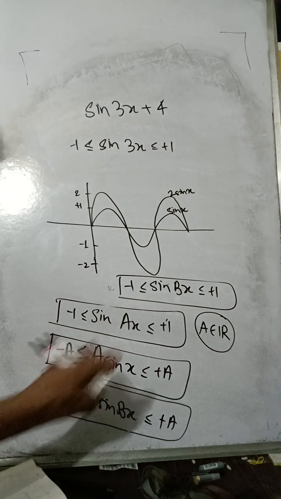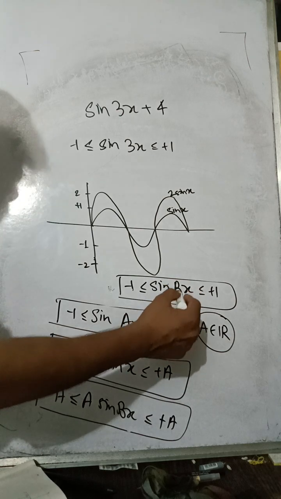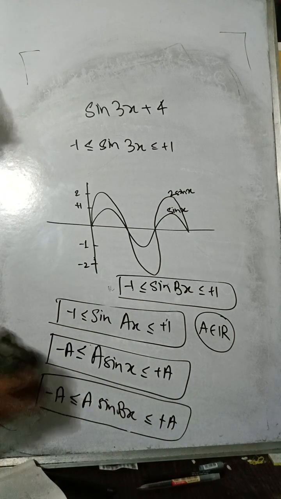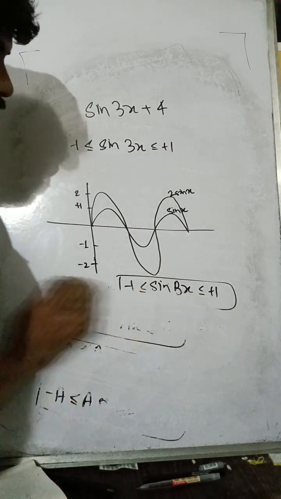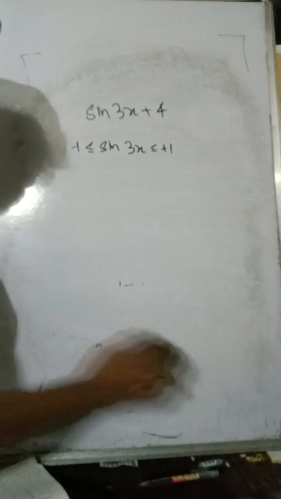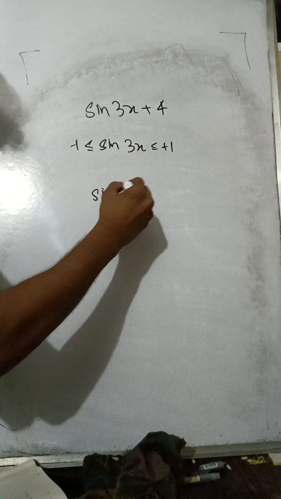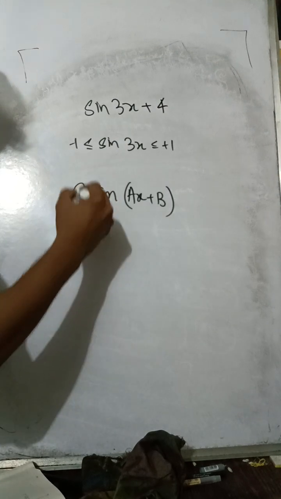Now b can be any real number, mind you. It can be a fraction, even less than 1, and it still works. But the frequency will change. Obviously, if you change the angle, the frequency will change. Another thing you can also do is something like this. Suppose you have something like sine ax plus b, and here is c.